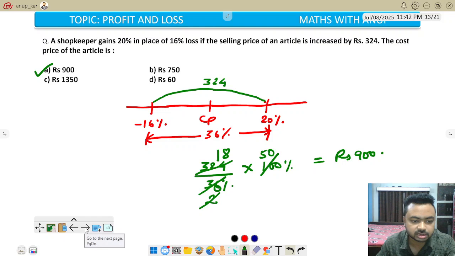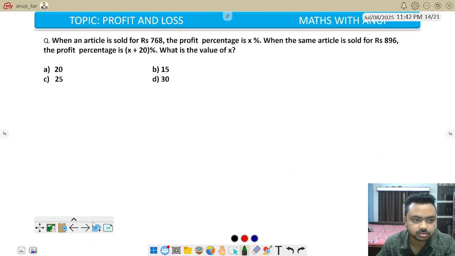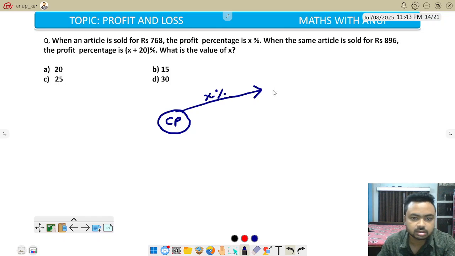I hope it is clear. Now coming to the next question, another type of question. When an article is sold for 768, the profit percentage is X%. When the same article is sold for 896, the profit percentage is X plus 20%. So let us consider this as the cost price. Here the profit percentage is X%, and it is sold for 768.